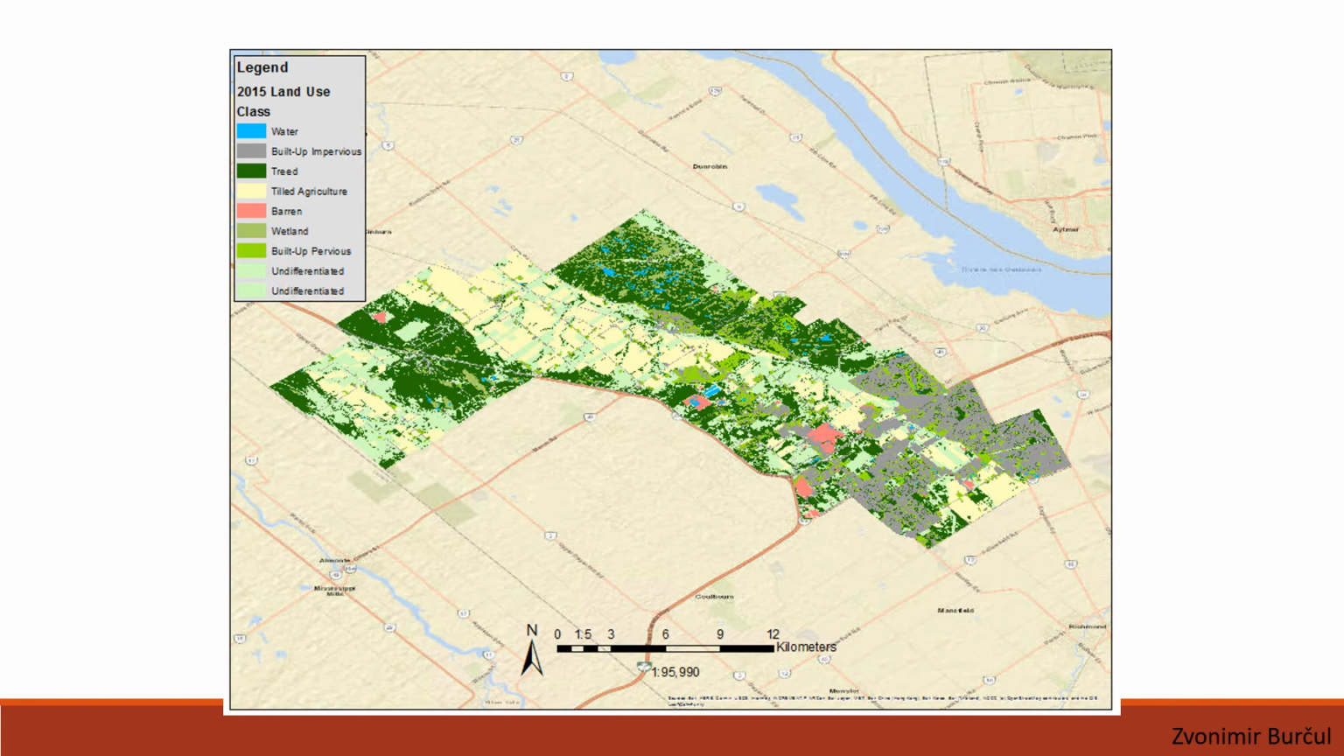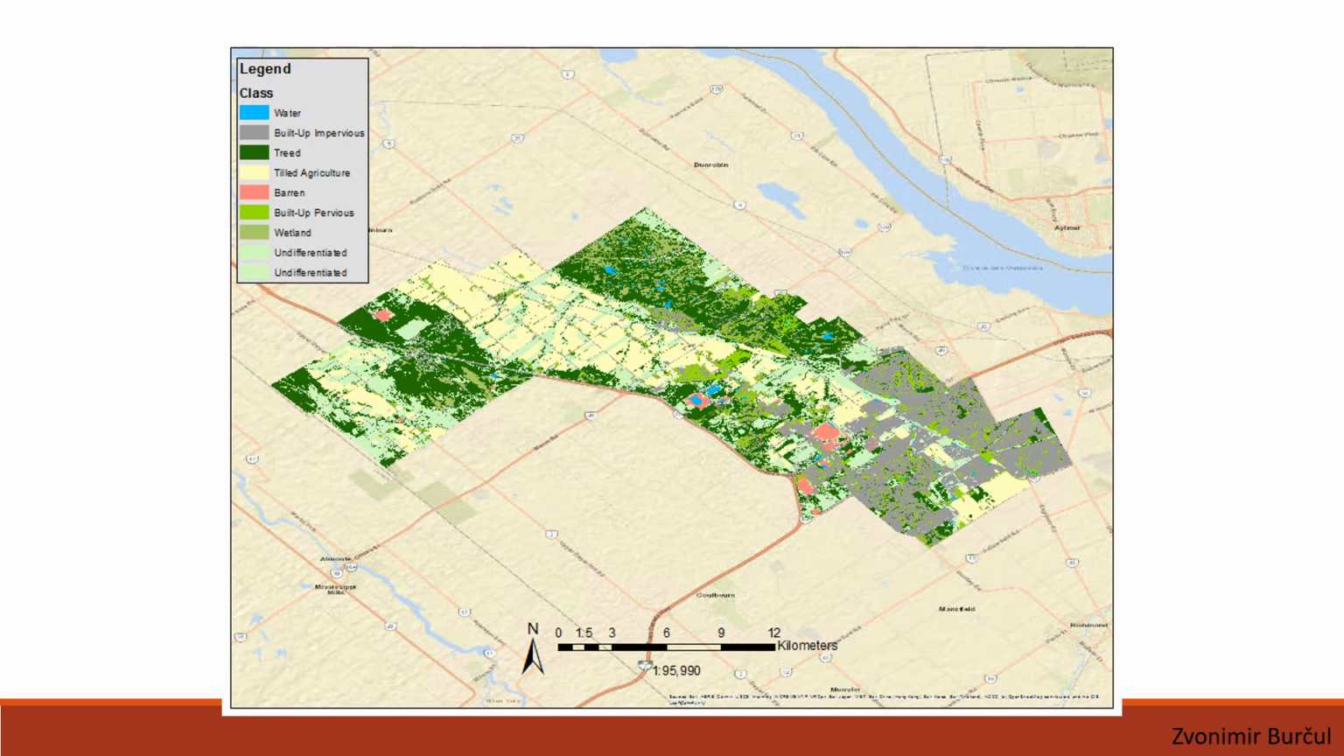Results. The result of the classification was this 2015 land use map, shown here, and the 2020 map, shown here.